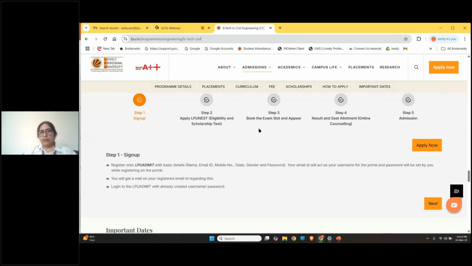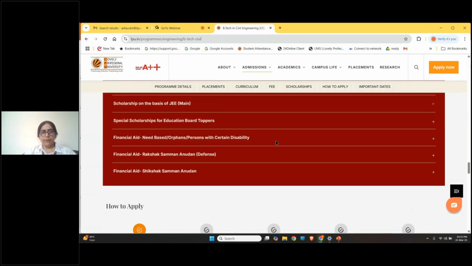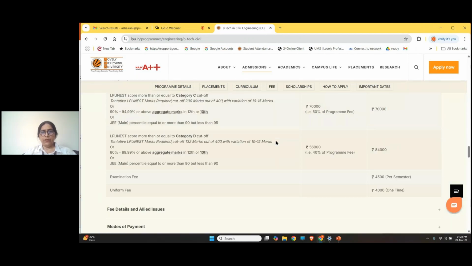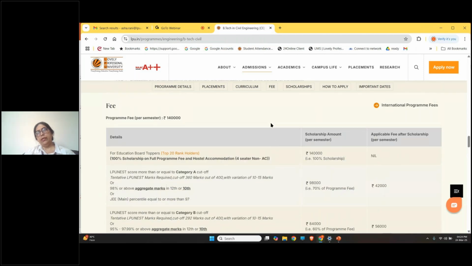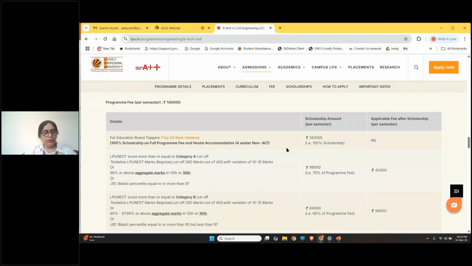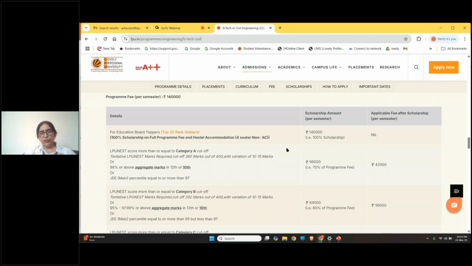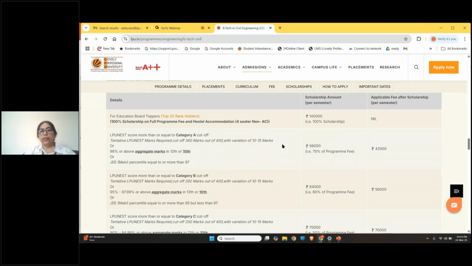Now let's discuss scholarships. If I'm talking about fees, fee in LPU depends upon the caliber of the student. The more the caliber, the lesser the fee. So we have multiple scholarships. The test I just told you about, the eligibility test, is also for scholarship. If you get a very good score in that, you can get 70% of the program fee as your scholarship. In that case, your fee will be 30% of your program fee.